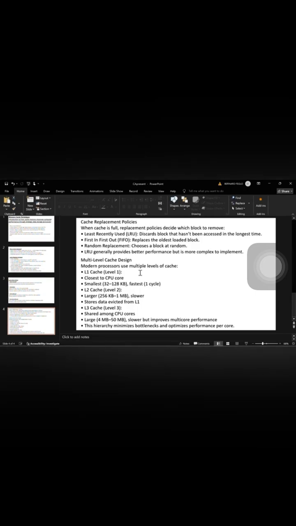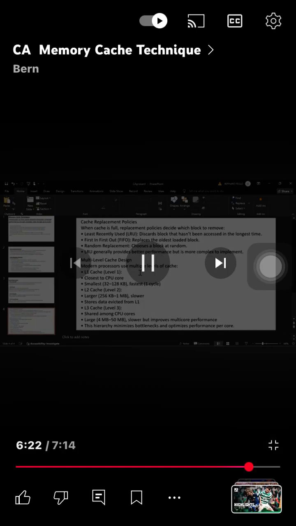And we have the level 2 cache memory, which is larger than the level 1, from 256 kilobytes to 1 megabyte, but it is slower and it stores data evicted from the level 1. And we have the level 3 cache, which is shared among the CPU cores, and is large, from 4 megabytes to 50 megabytes. It's slower, but it improves multi-core performance. So this hierarchy minimizes bottlenecks and optimizes performance per core. So that's basically about cache memory techniques and cache memory on its own.